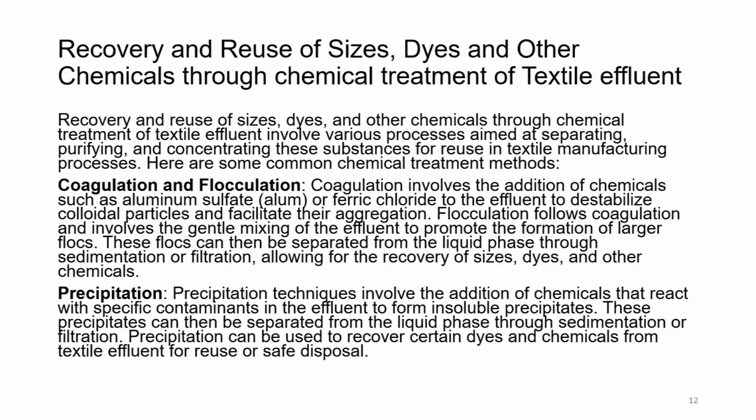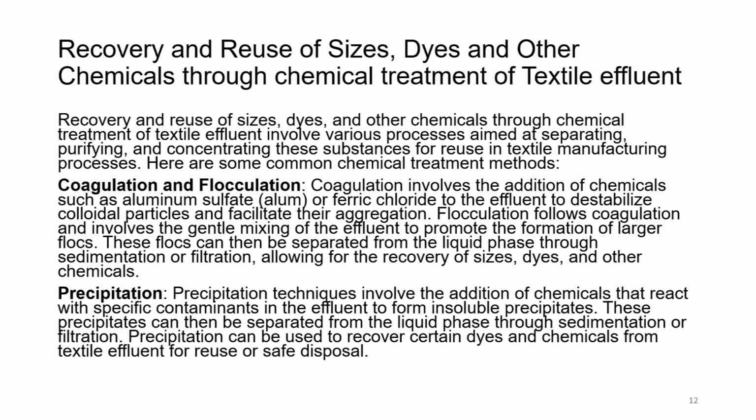So, recovery and reuse of sizes, dyes and other chemicals through chemical treatment of textile effluent involve various processes aimed at separating, purifying and concentrating these substances for reuse in textile manufacturing processes. Here are some common chemical treatment methods: coagulation and flocculation.